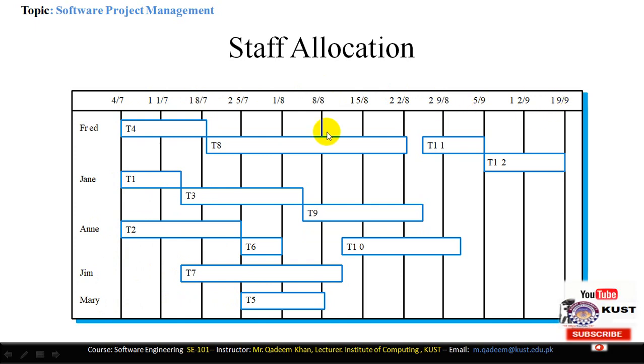This is the timeline here. You can see that the project starts from 47 and completes on 1909. So task 12 is the last task. Fred is also responsible for task 12, task 11, task 8 and task 4. So this is another way to represent the activities. You can see it doesn't show any dependency, but it shows that T9 cannot be started before T3. When T3 completes, then T9 should be started.